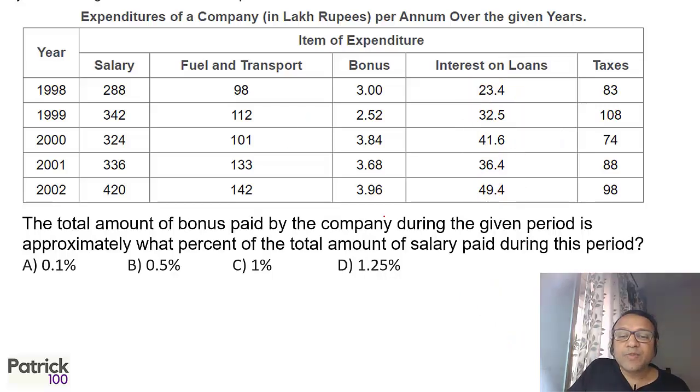The total amount of bonus paid by companies during the given period is approximately what percent of the total amount of salary? So salary and bonus. So again, instead of taking 3-digit calculations, I'll just take 2 digits. That becomes easier, because when all the numbers are big, you can always do 2 digits and calculate. There's no harm in that. It becomes faster also. So 28, 34, 32, 33 and 42.